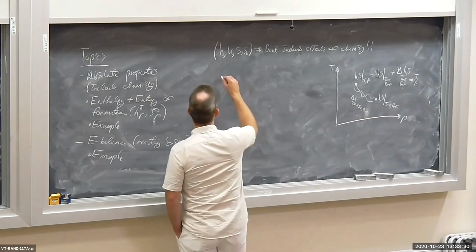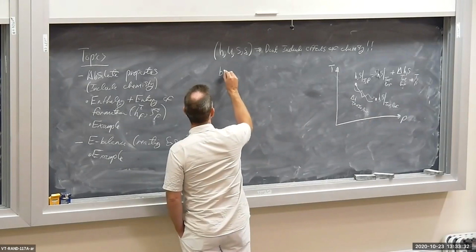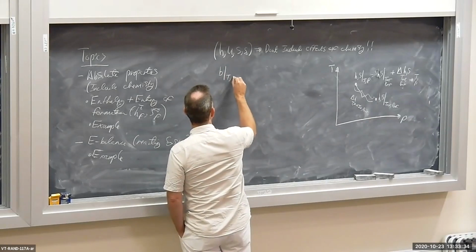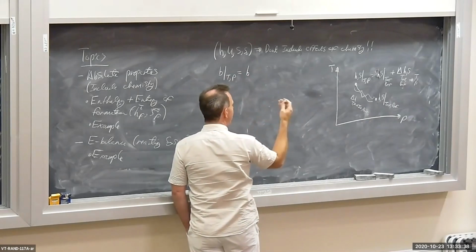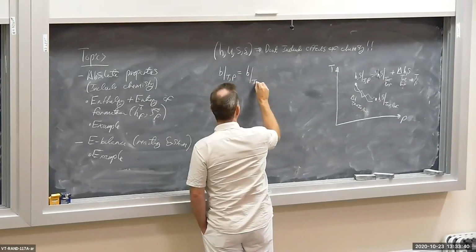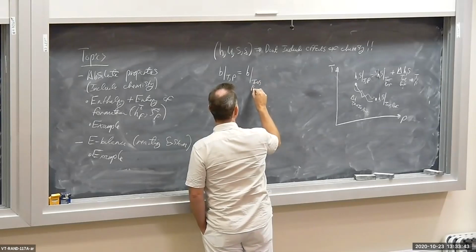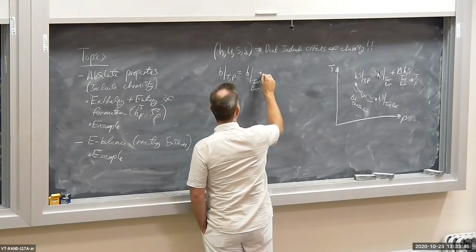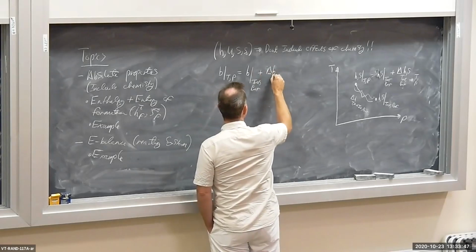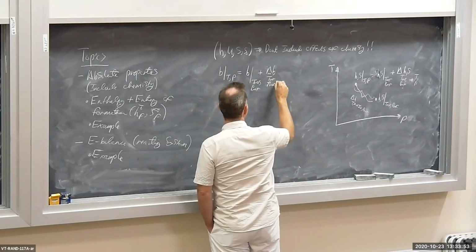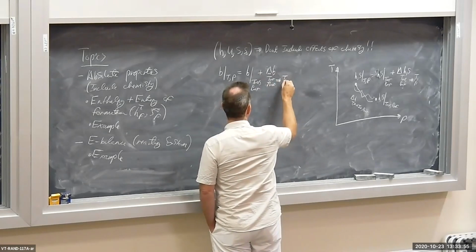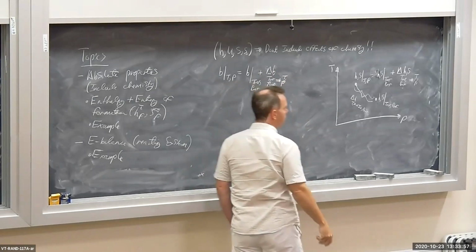So any property, generic property, beta at some temperature and pressure is equal to some beta evaluated at a reference temperature and pressure plus a delta beta as I go from the reference state to my state with a temperature and a pressure, okay?